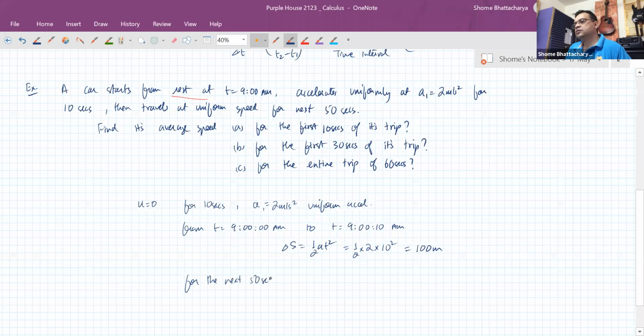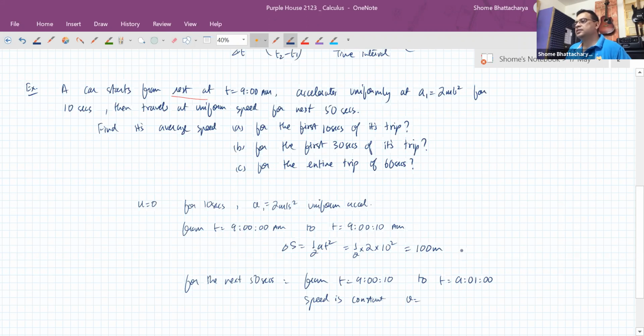And then what is happening for the next 50 seconds, that is from t equal to 9 a.m. and 10 seconds to t equal to 9 a.m. and 1 minute? For that much time, the speed is constant. So what will that constant speed be? That constant speed will be the speed at the end of this acceleration period.